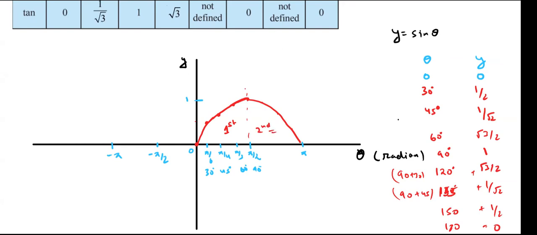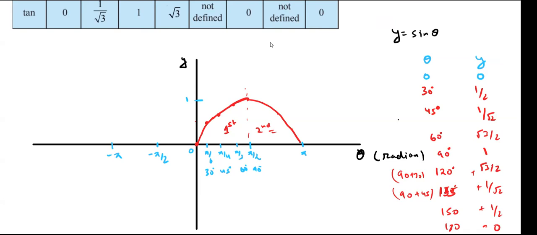Yes or no? See, 0, 30, 40, 45, 60, 90, 120, and now 180, till 180. So it's just first and second quadrant. Any issues in that? Yes, does everyone understand?